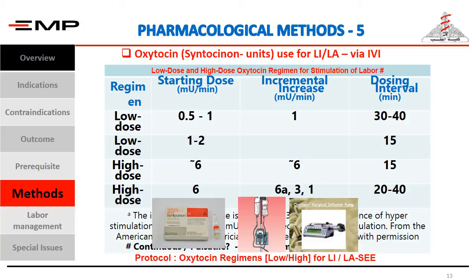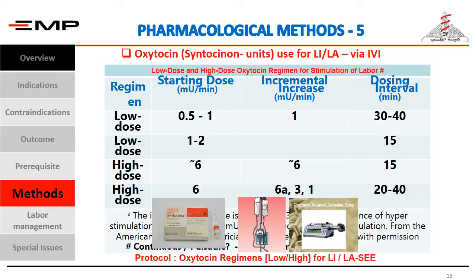However, it has been found that increasing the dose no more frequently than every 30 minutes resulted in fewer episodes of excessive uterine activity, a higher rate of spontaneous vaginal delivery, a lower rate of maternal infection and postpartum hemorrhage, and a trend toward a lower rate of cesarean delivery. Two main protocols are used, either low or high dose protocols, for labor induction or labor augmentation. The starting dose and the incremental increase are shown in the following table.